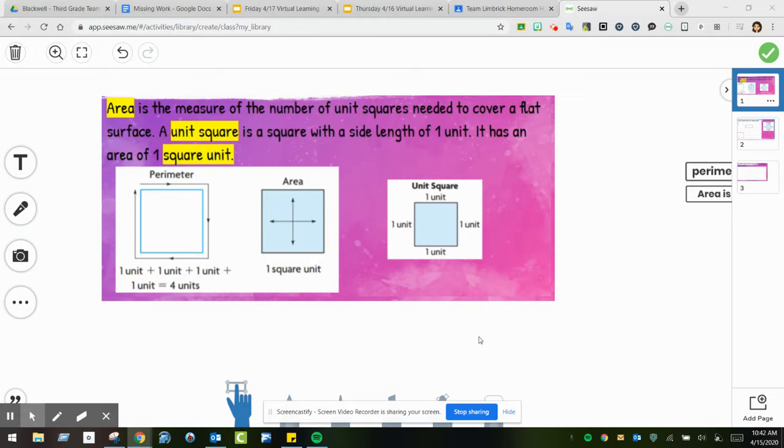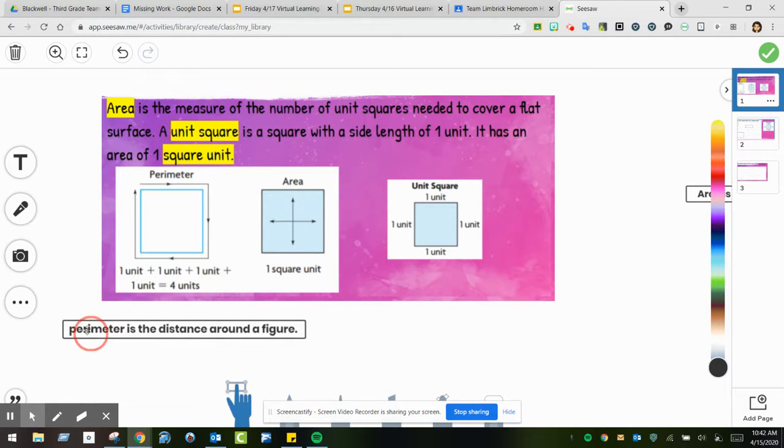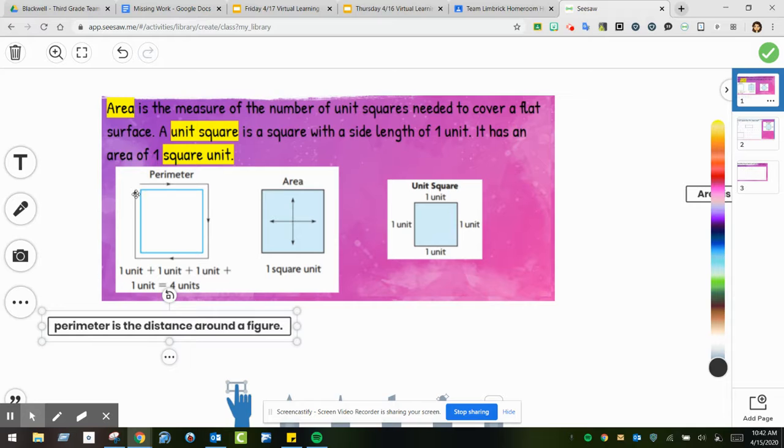Hello, mathematicians. Today we're learning about a new concept called area. We already know that perimeter measures the space that a figure takes up around that figure. So perimeter, we measure the outside. Today we're learning about something called area.